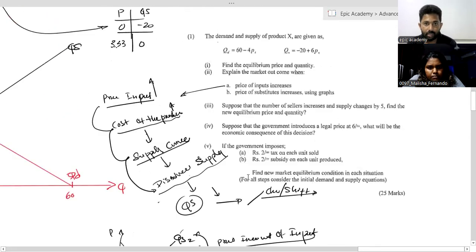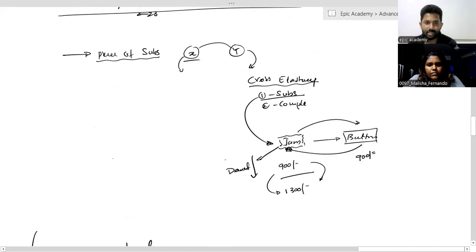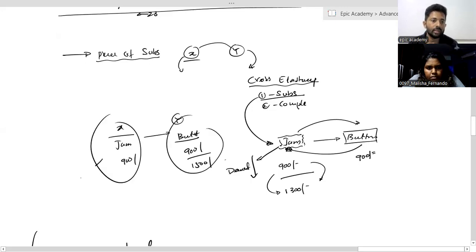Okay, so that's a combination between a certain commodity and substitutes. But in our question, they say that the price of the substitute increases. That means, just consider our commodity is jam, I mean certain commodity X. The substitute commodity, I mean Y, is butter. In that certain incident, the price of the butter is increased. The same prices were there. Suddenly the price of the butter increases to 1,500.